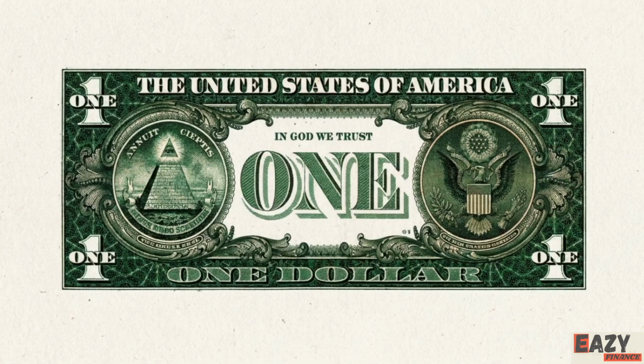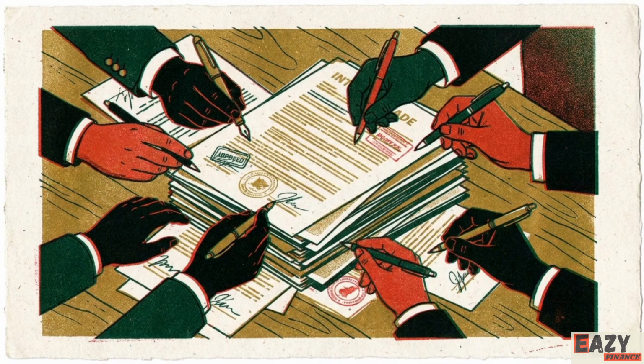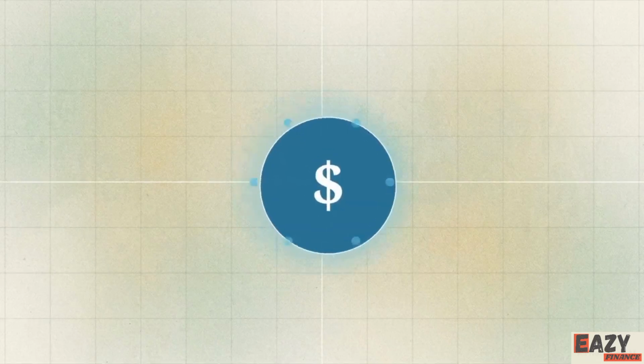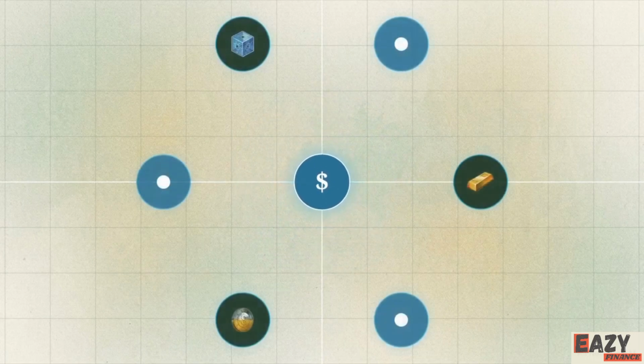The US dollar is not being violently overthrown. As the rest of the world finally gains the power to choose, the dollar is quietly and mathematically being decentralized out of its dominance.